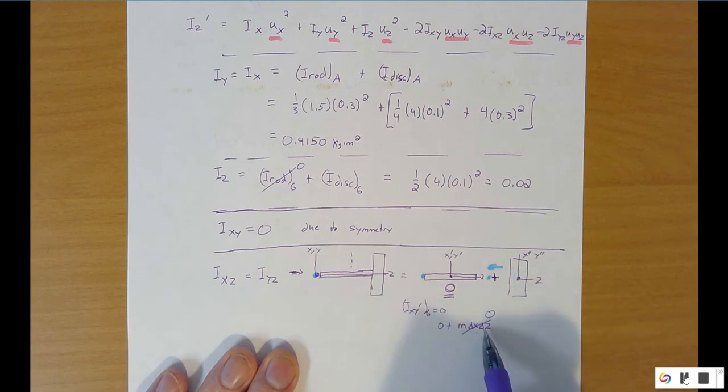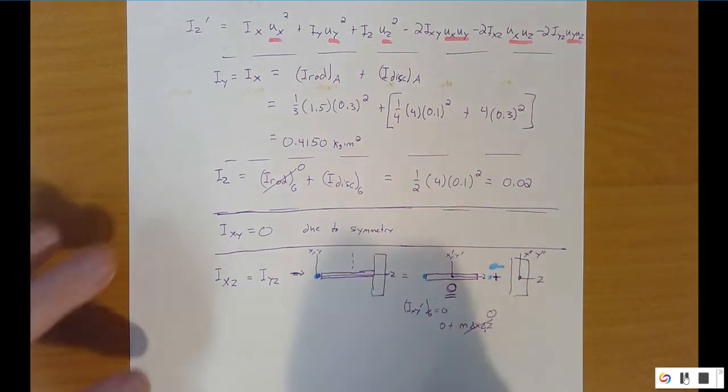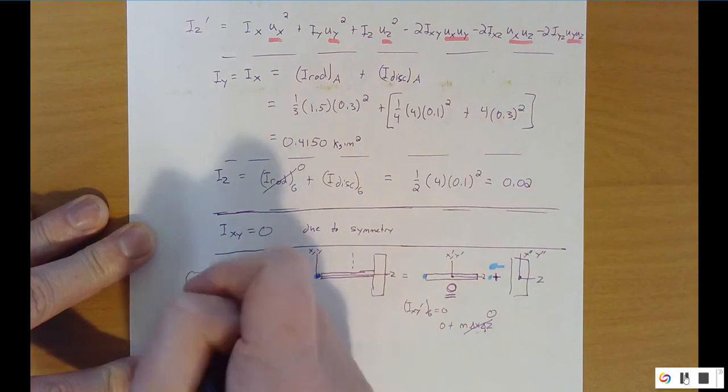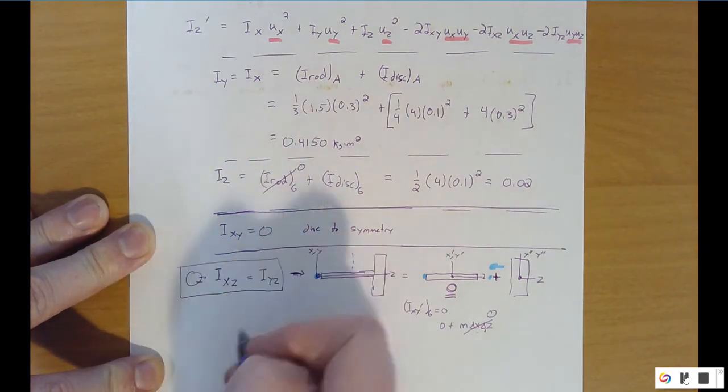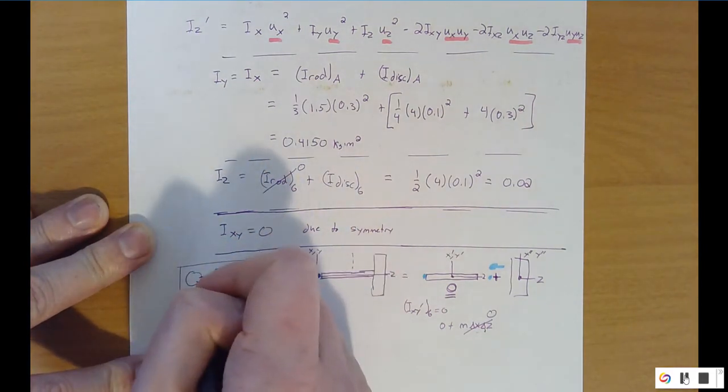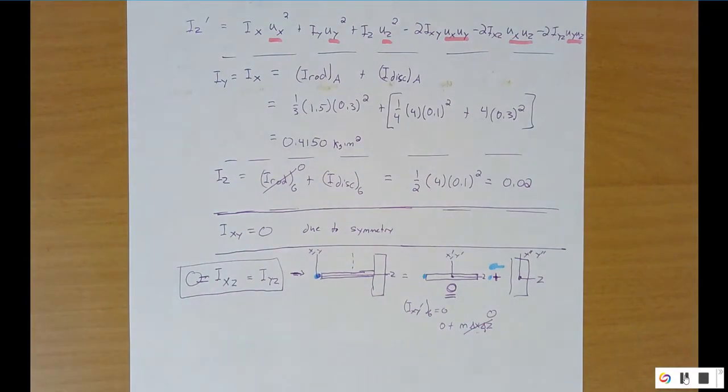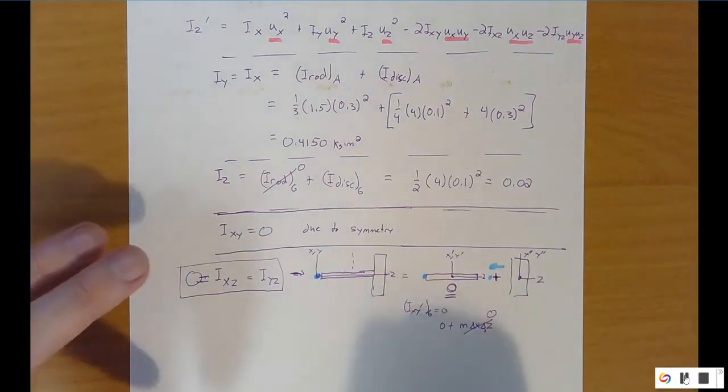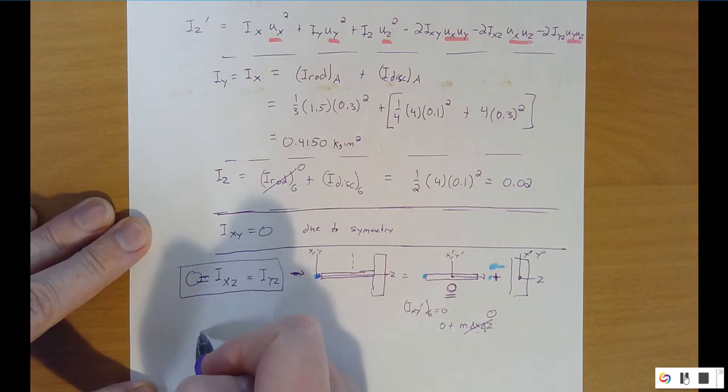So in essence, these are both 0. Again, due to some symmetry and just analyzing the problem and looking at it. If it wasn't 0, you could calculate it. But it makes it nice.